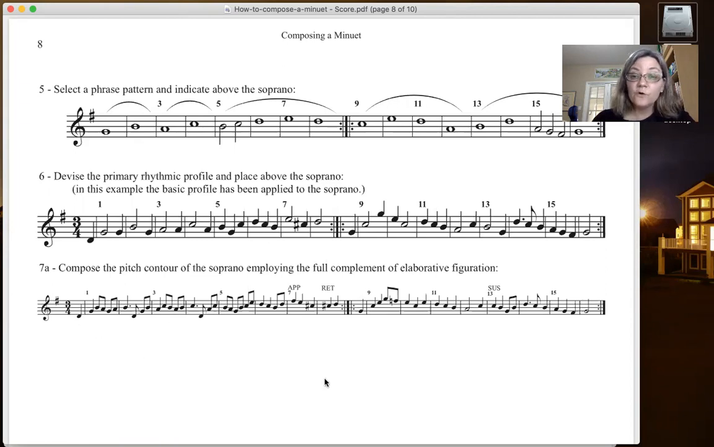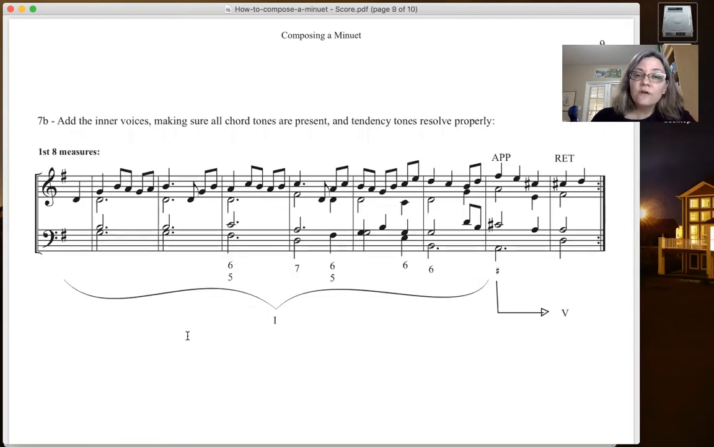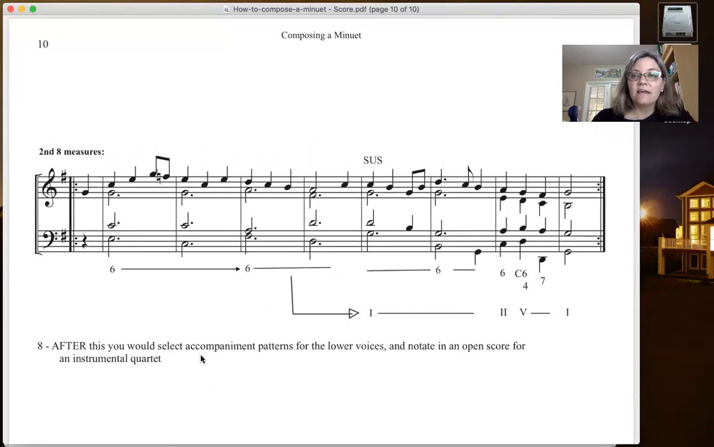Once you have a full decoration of that soprano, the lower voices get added, but they're really accompanying voices. It's the violin in this case that has all the glory, and the other voices are just supporting the harmonies. And so you can see that here, this is the first half and then this is the second half. After this point, you would then add accompanying patterns.